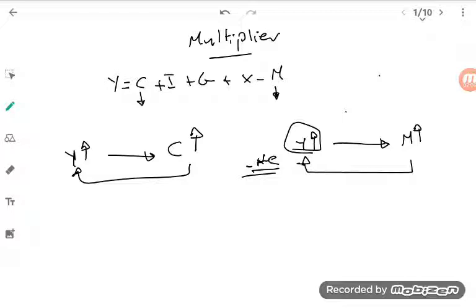Then we talked about consumption and the consumption function. And as we said, consumption is a function of disposable income. It's affected by disposable income. Disposable income is the difference between total income received by households minus taxes. So this is known as disposable income.